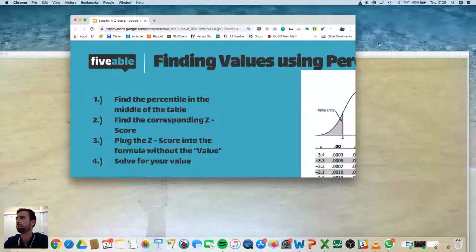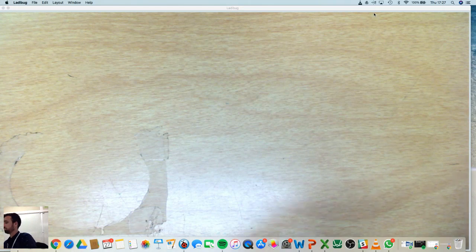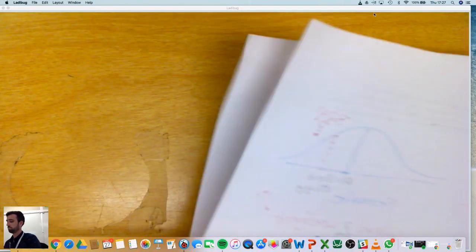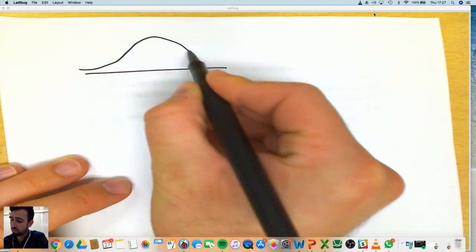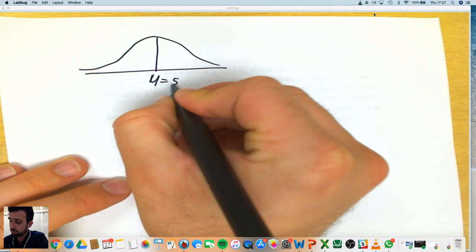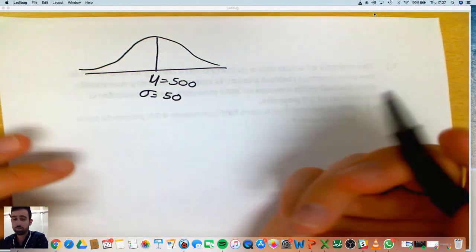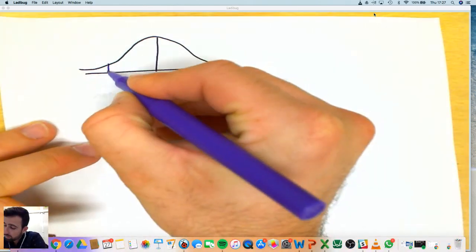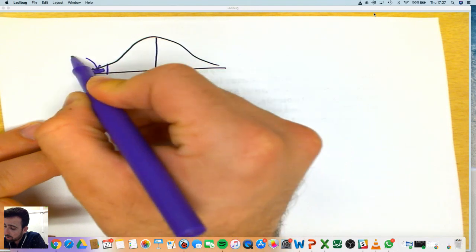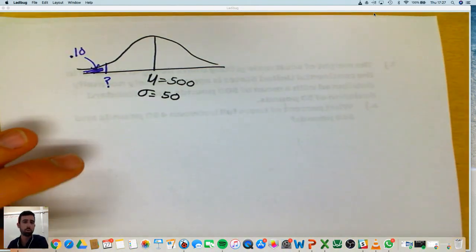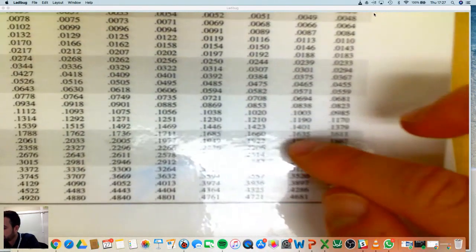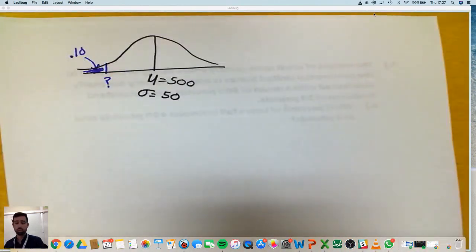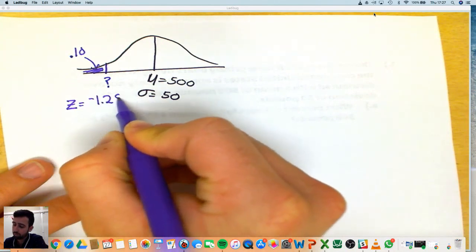And let me show you on my paper. So we had our normal distribution. Again, I like my students to draw this out with an average of 500 and a standard deviation of 50. We want to know, hey, what is the value if this is 10%, right? What would be the weight of the grizzly bear? So again, using our chart, we looked up 10, and it looked like it was about right there, which ended up being a z-score of negative 1.28.